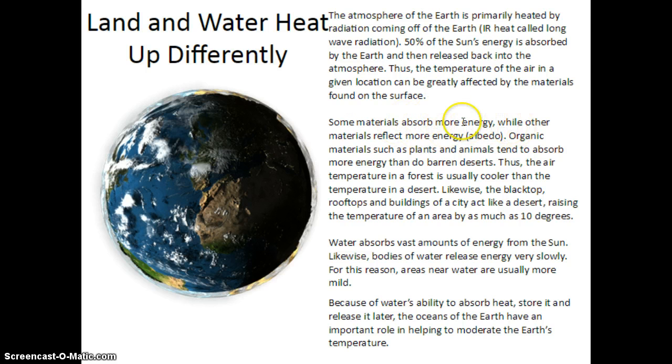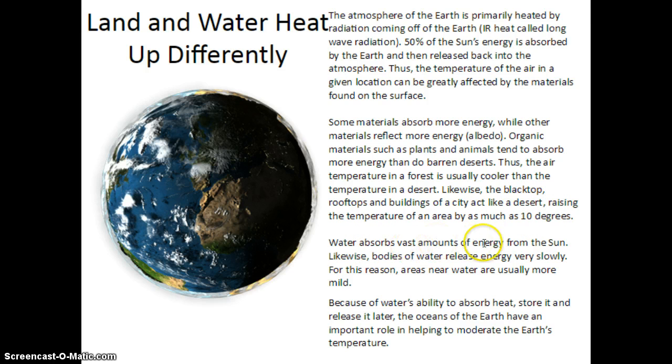Some materials absorb more energy and other materials reflect more energy, right? And that's a reflection of albedo. Organic materials such as plants and animals tend to absorb more energy than barren deserts. Therefore, the air temperature in a forest is usually cooler than the temperature in a desert. Likewise, the blacktop roofs of buildings in a city act like a desert, raising the temperature of an area by as much as 10 degrees.